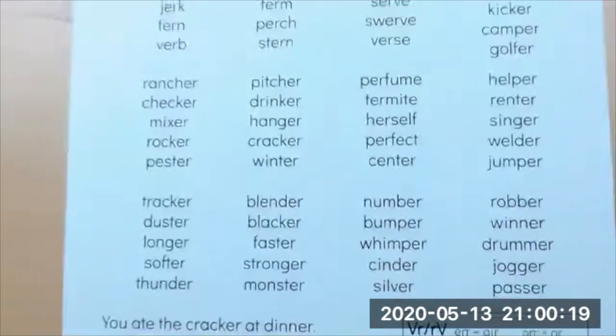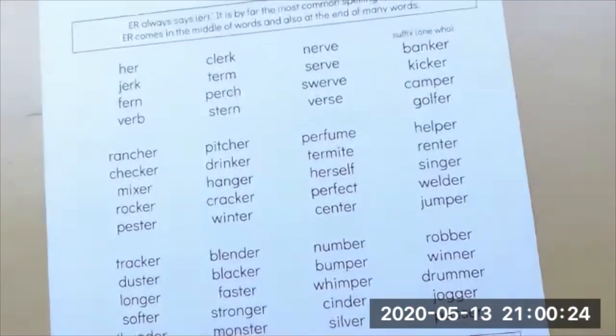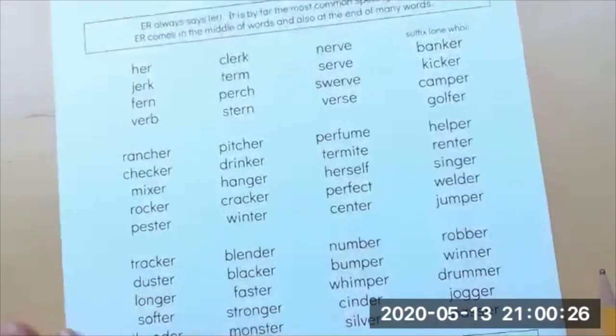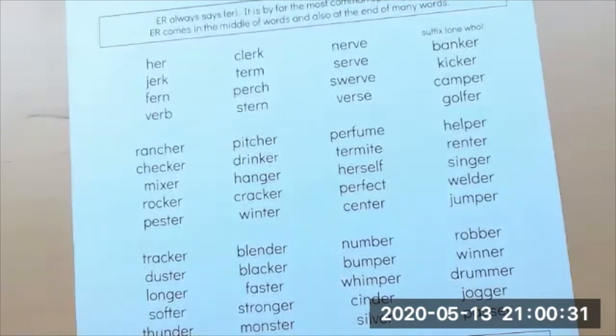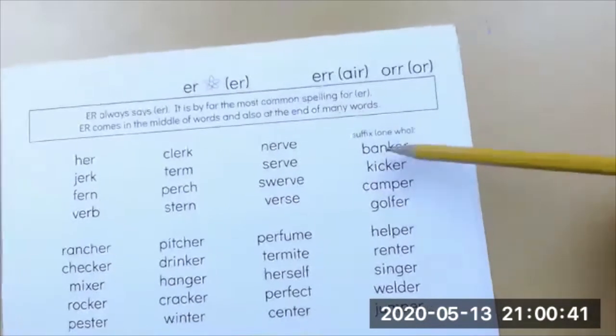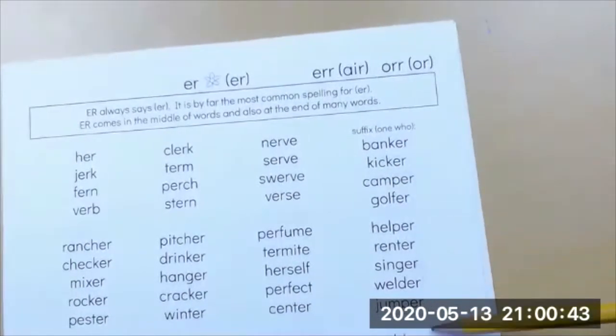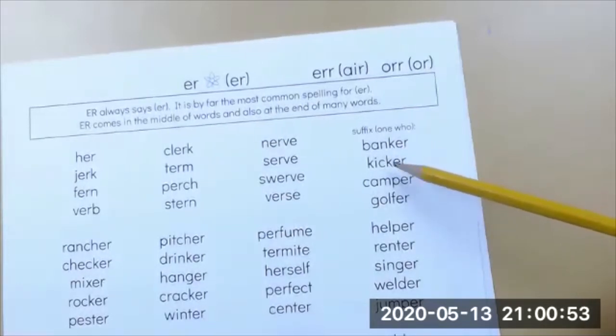When you get to ER, it's the most common Bossy R. It's not the first one that we do because we're just going to follow our chart, but ER is the most common. It shows up at the end of words. It shows up in the middle of words. It shows up at the end of verbs, and it can be a suffix that means one who. And there is a row here of words where ER acts as a suffix saying one who. A banker is one who banks. A kicker is one who kicks.